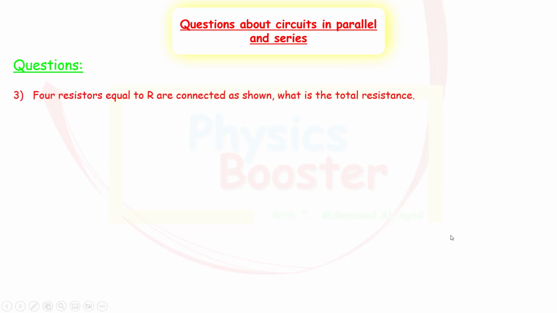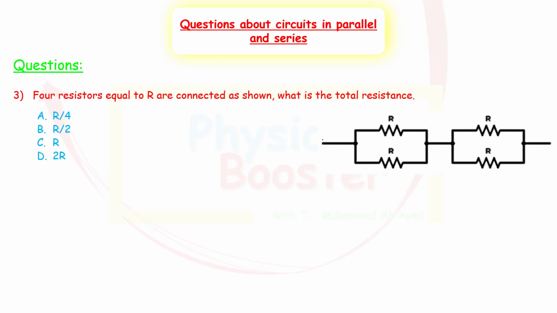Next question. 4 resistors equal to R are connected as shown. What is the total resistance? Just like the previous question, let's imagine it was connected to a battery right here. Now, I have a parallel circuit right here, and another parallel circuit right here. So for this parallel circuit, 1 over RT is equal to 1 over R plus 1 over R, which is equal to 2 over R. But this means that RT is equal to R over 2.